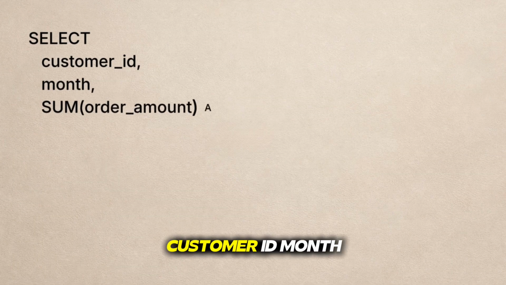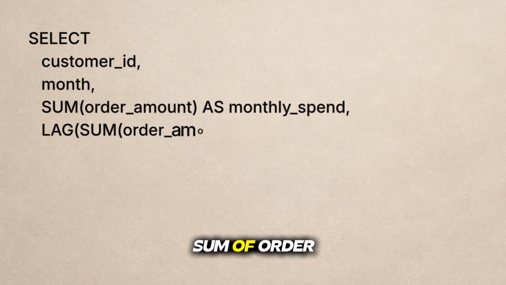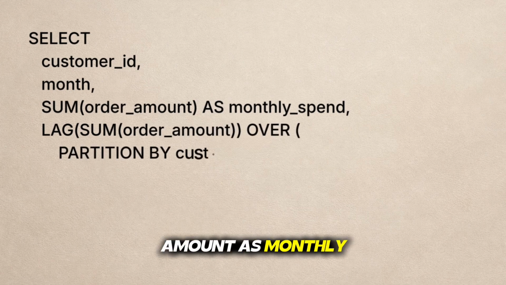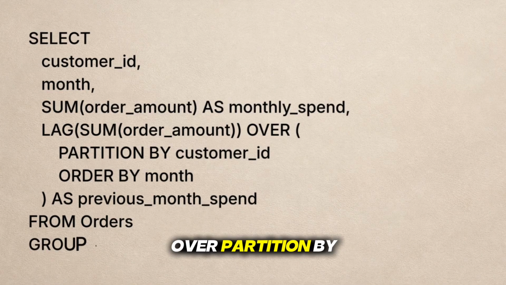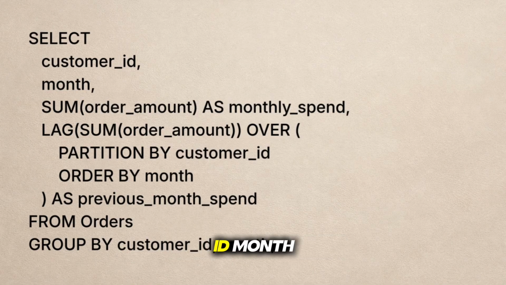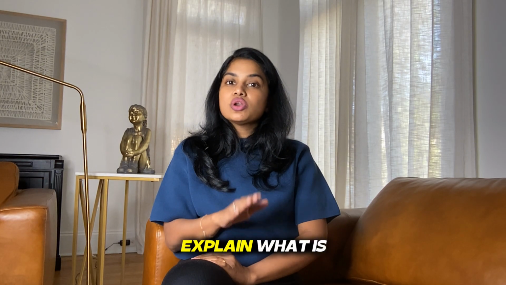And here is the SQL. Select customer ID, month, sum of order amount as monthly spend, lag of sum of order amount over partition by customer ID order by month as previous month spent from orders group by customer ID, month. Now let me explain what is happening.